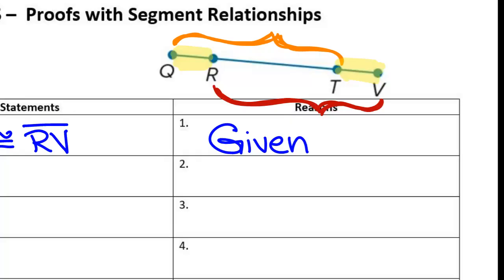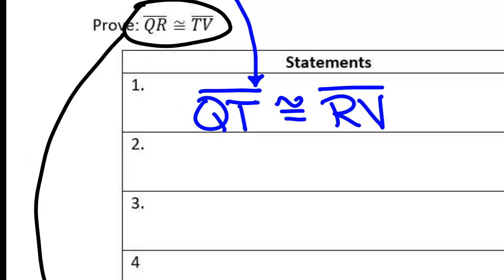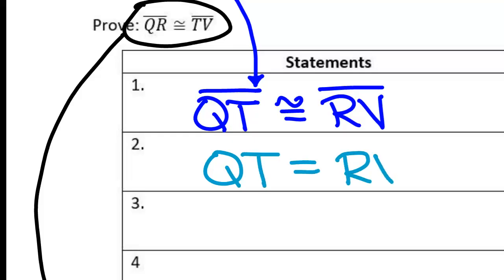So I'm going to come over here. Since I know I'm going to need an equal sign so I can subtract, I'm going to rewrite statement 1, but with an equal sign. And that means that I'm going to leave off the segment notation. So instead of saying segment QT is congruent to segment RV, I'm going to say the length of segment QT is equal to the length of segment RV. Why would I be allowed to say that? We knew in statement 1 that they were congruent segments. Now I'm saying that means they have the same length. Why would I be allowed to say that?